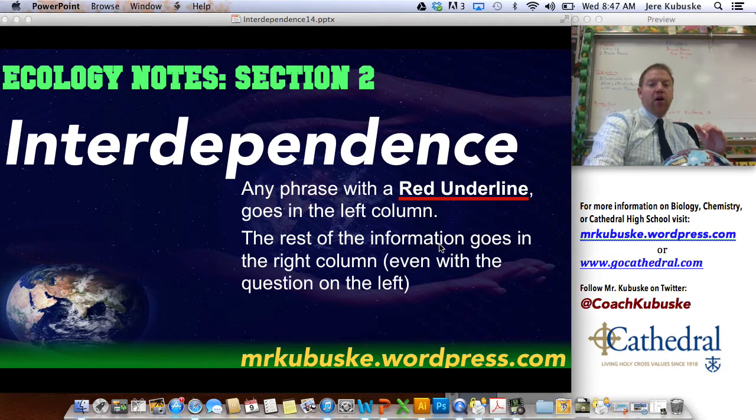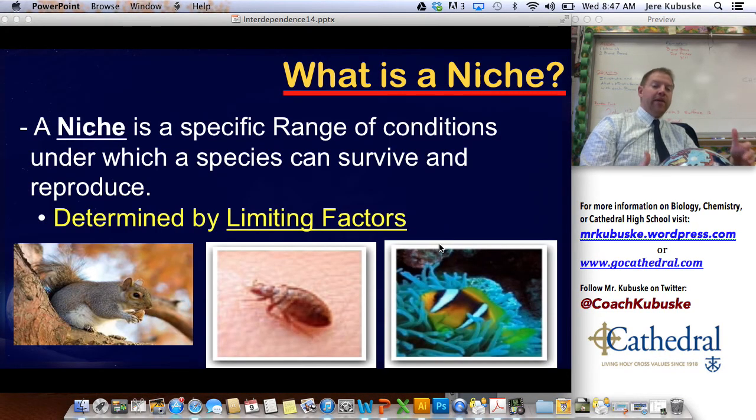Okay, so we call that role that you play a niche. Everything has a niche. It's a specific range of conditions under which a species can survive and reproduce. Now let me show you exactly what I mean by that.